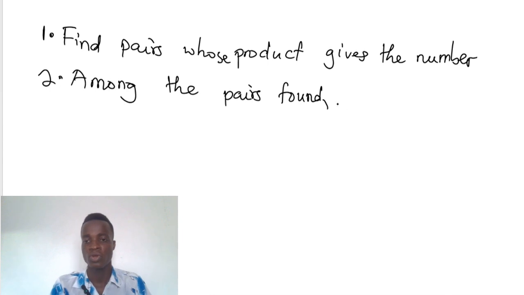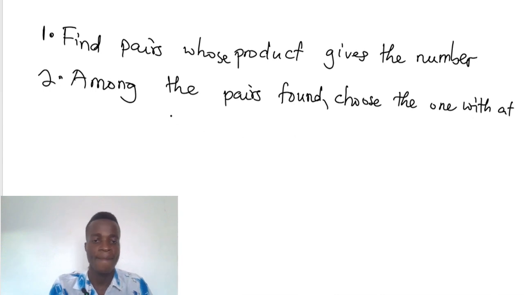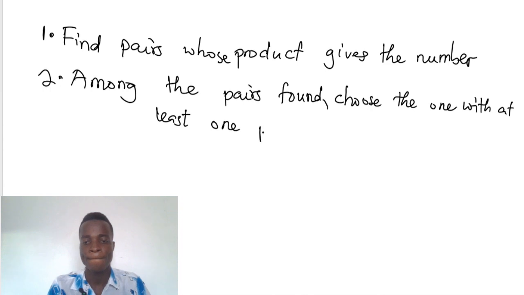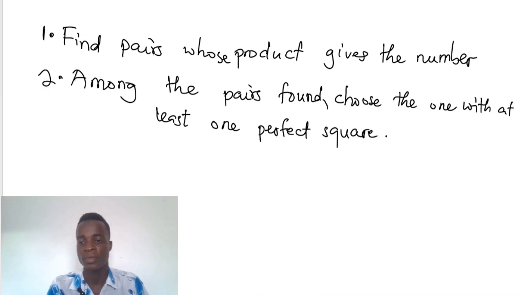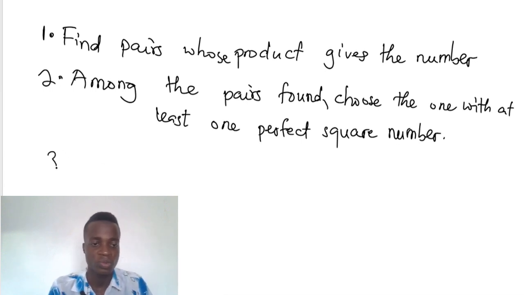So among the pairs found, what do we do? Choose the one with at least one perfect square number. Then you simplify.